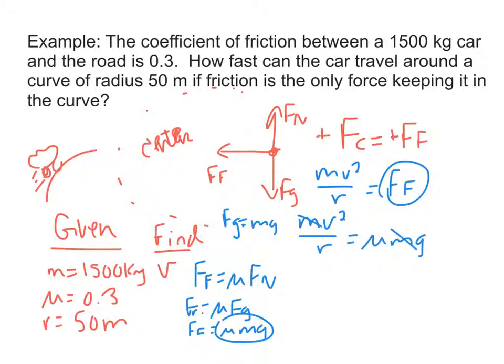Again, we were given a mass, but we don't need to use it. And you'll see that pop up a lot, especially if you start breaking things down, as I did just right here. So v squared over r equals mu g. V squared equals mu g r. We were given mu, we were given r, and g is a constant.